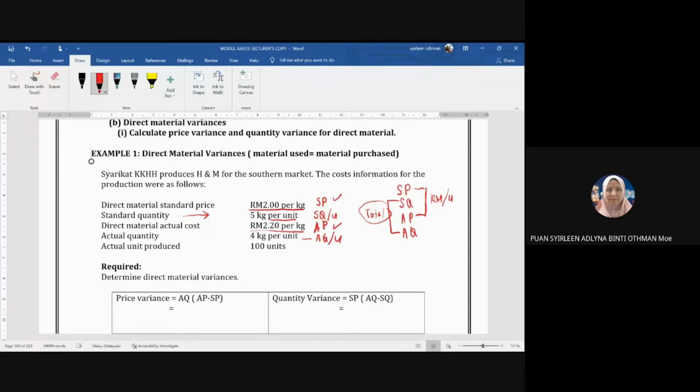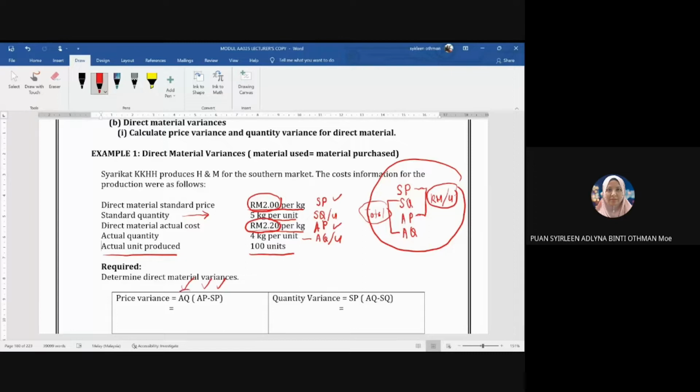So this is actually your actual quantity per unit. Okay, di bawah ni ialah actual unit produce. Ini adalah jumlah sebenar yang kita keluarkan untuk produk tadi. Okay, it's 100 units. Alright, so how do I determine the direct material variance? Okay, so sekarang direct material variance formula dia ialah AQ, okay, darab AP minus SP. So madam dah cakap tadi, kalau saya nak gantikan ke dalam formula, AP dengan SP saya ambil RM per unit. That means I boleh guna RM2 dan juga RM2.20 ni masuk dalam formula.